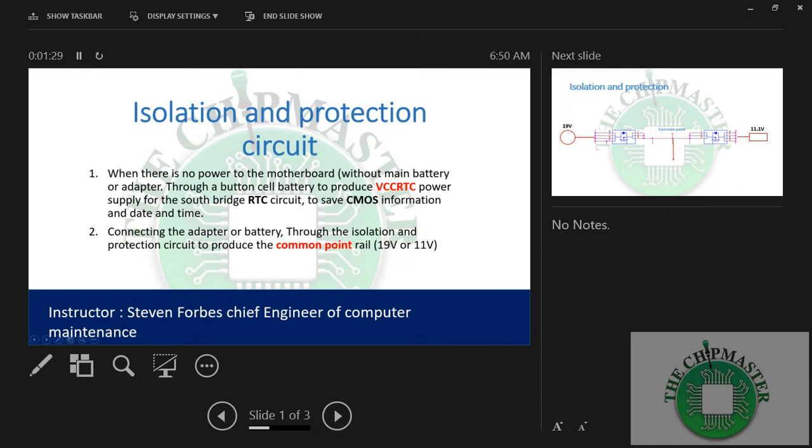The second step is to connect the adapter or battery, so it goes through the isolation protection circuit to produce the common point, which is either 19 volts from the adapter or 11 volts from the battery. So this is the process. First the CMOS battery provides CMOS information on the RTC well, and then you connect either the adapter or battery, and then it will generate the 19 volt rail.